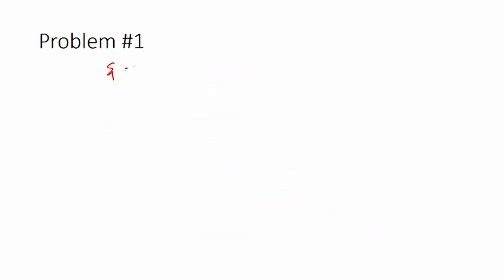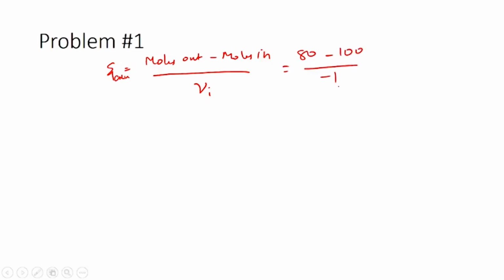So, hence we can calculate the extent of reaction for glutamine as moles out minus moles in divided by stoichiometric coefficient, which would be moles out is 80 minus 100 is the moles in divided by stoichiometric coefficient of -1, again giving you 20 moles per minute. So, this would be the extent of reaction using glutamine. As we expected, the extent of reaction is the same for when we calculated using glutamine or using pyruvic acid.